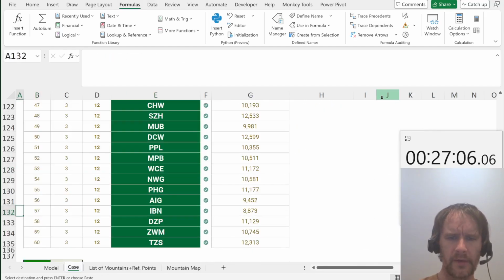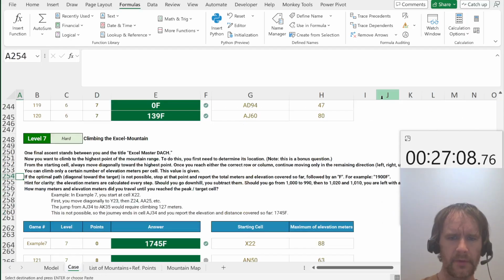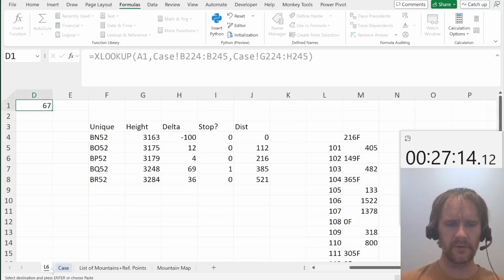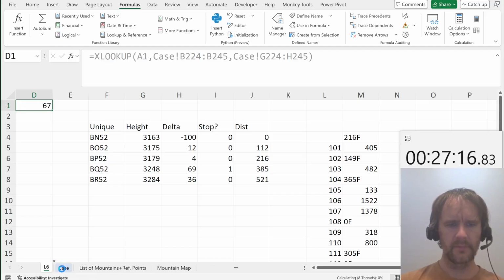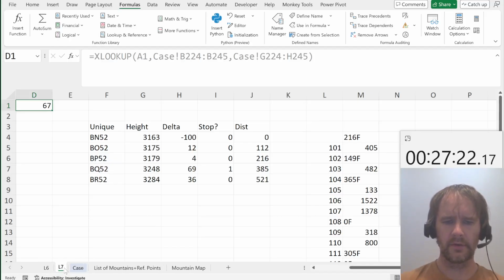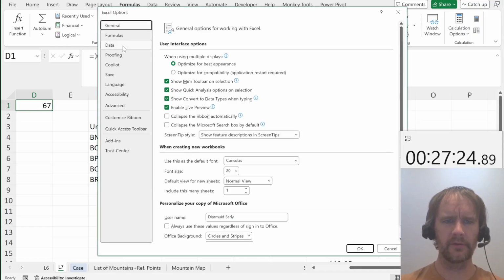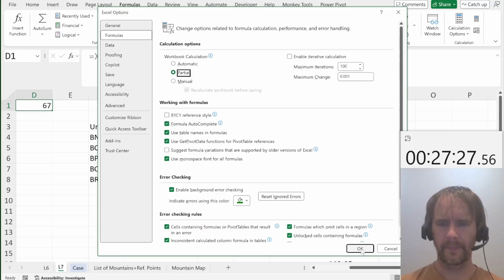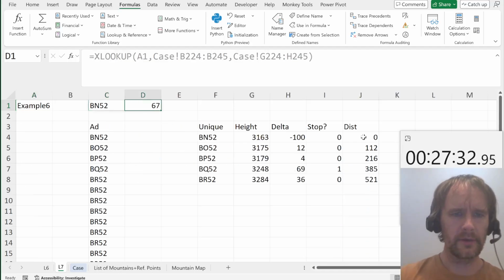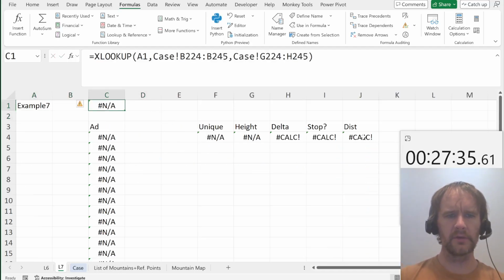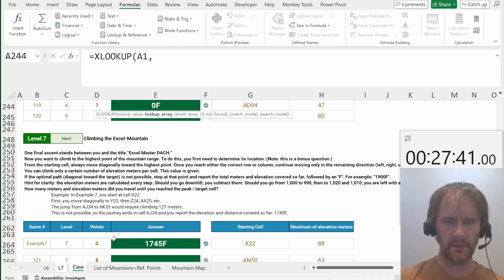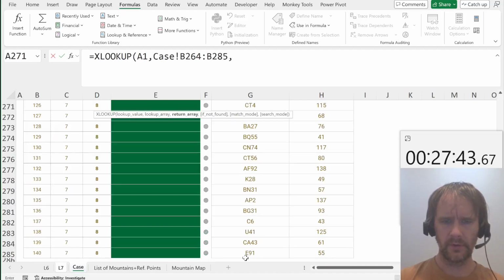Okay, so now level 7. Probably run out of time, but never mind. Okay, so I'm just going to rename this L6 because L7 should be pretty similar. Come on. L7. Let's just turn off data table calculation since that seemed to be going surprisingly slow. And we don't need it here yet anyway. Okay, so example 7, and let's look up this in here, where are we going here? Returning from here.